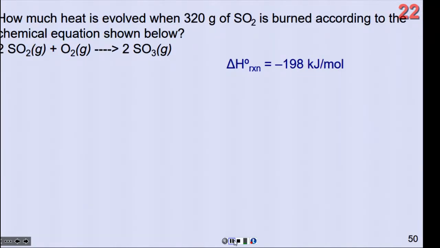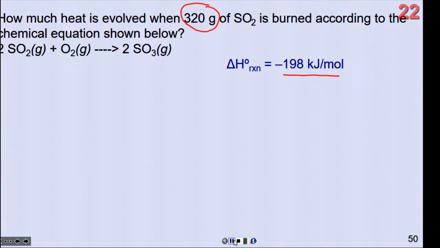Let's look at sulfur dioxide again, and we're making it the way we looked at it a minute ago, but in the reverse this time. So how much heat is evolved if 320 grams of SO2 is burned according to the chemical reaction equation shown below? Well, now what do we do? We've got the same process of SO2 combining with oxygen to make SO3, but this time we're going in the exothermic direction so that the heat released is a negative value, but we're going to start with 320 grams of SO2.